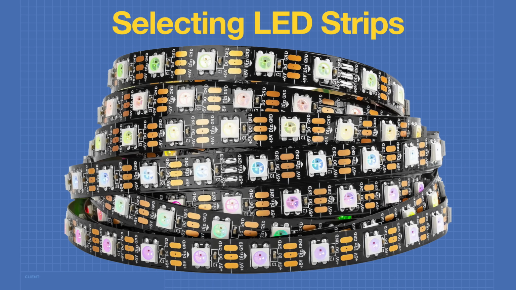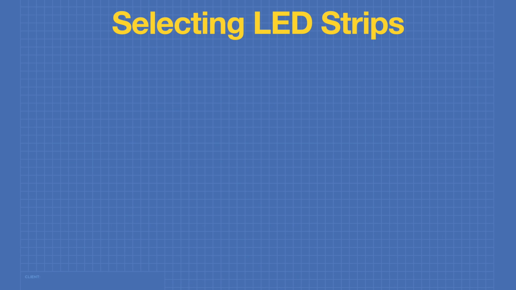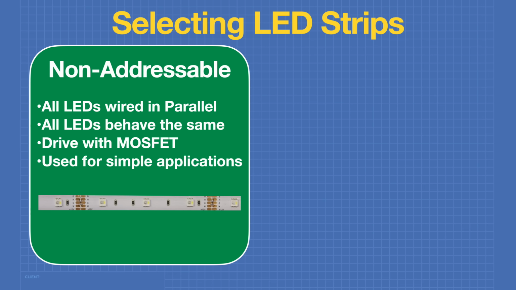We can divide LED strips into two different categories. Non-addressable LED strips have all the LEDs wired in parallel. In these strips, all of the LEDs behave the same. You'll drive these with a MOSFET, as you need to be able to handle the current of all the LEDs with your driver. Non-addressable LED strips are used for very simple applications.